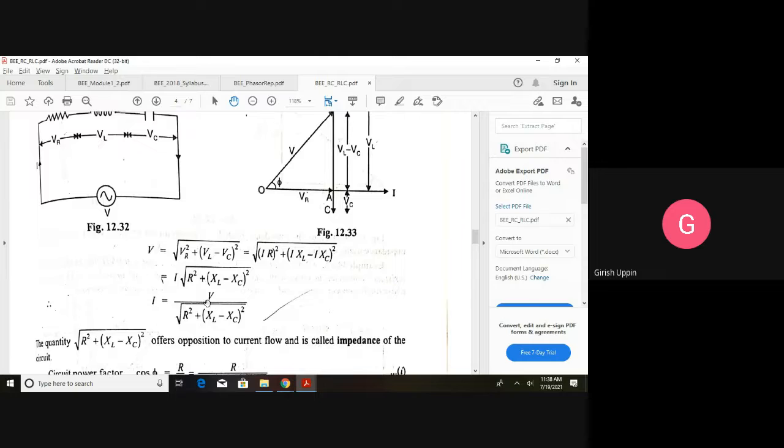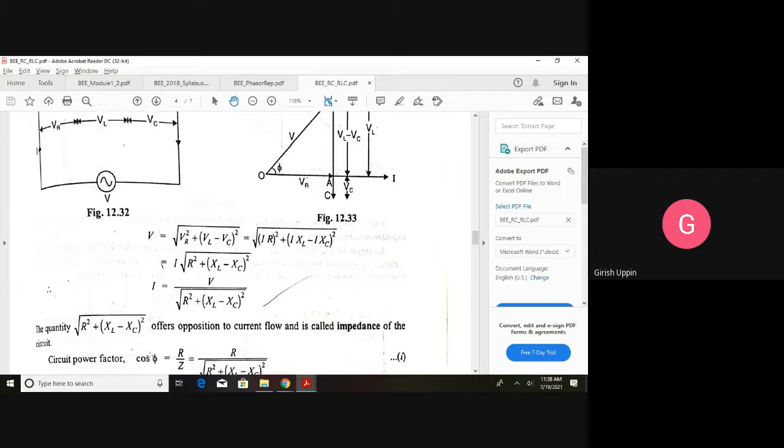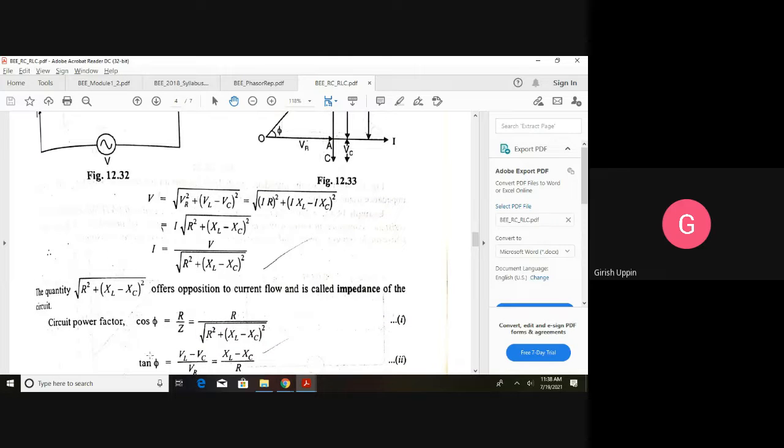And what is this? This is nothing but the opposition offered by the RLC circuit to the flow of the current, that is called impedance. Therefore, in case of an RLC circuit, Z is equal to the square root of R squared plus (XL minus XC) whole squared. And if I want to find the power factor, cos phi is equal to R by Z from the same triangle. Okay, R by Z. I know the value of R and know the equation for Z.